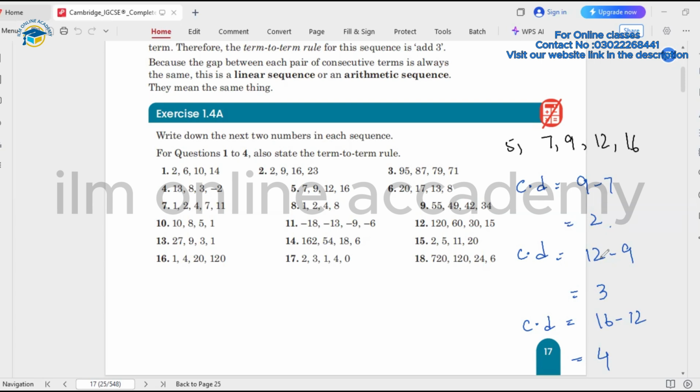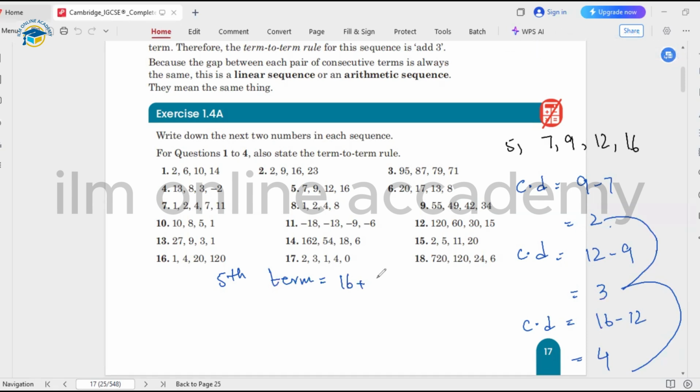Here the common difference is giving you a clear pattern: you need to add one more number each time to get the next number of the sequence. So if I have 16 as my last term, my fifth term will be found this way: adding 2, then adding 3, then adding 4, now adding 5. So 16 plus 5 is 21.